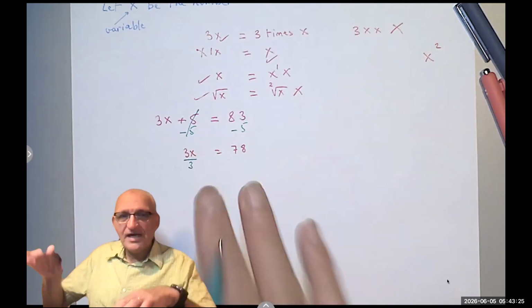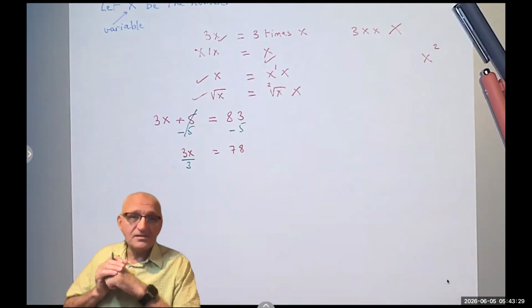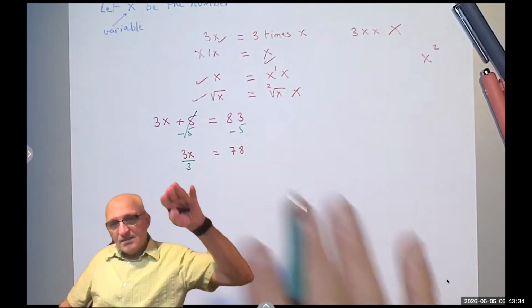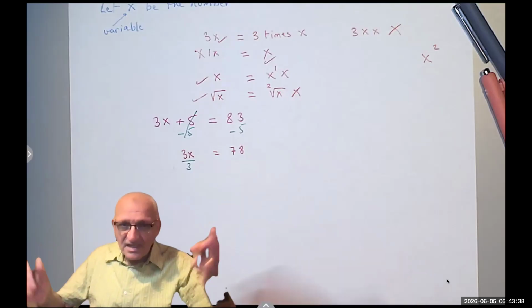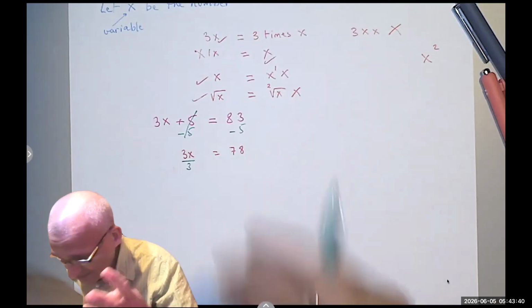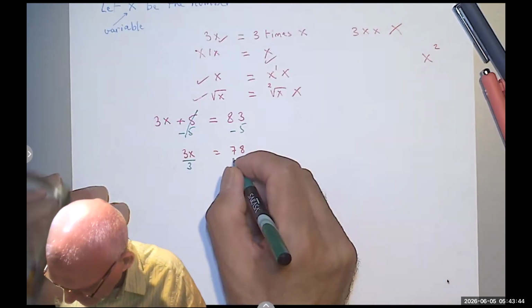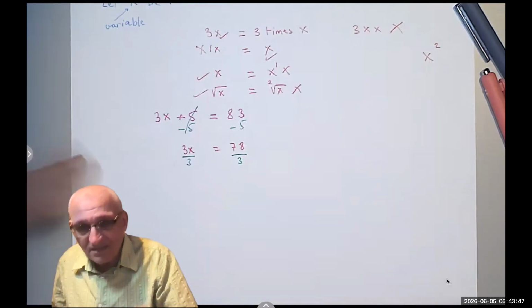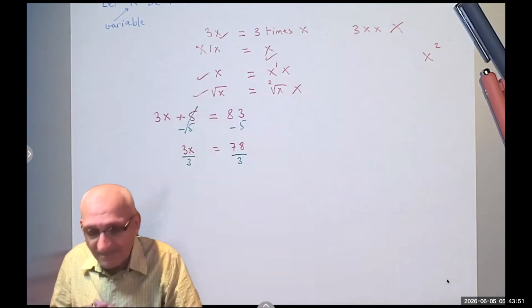Now I no longer have equality. One side is heavier. If x is positive, then the right-hand side would be heavier. And if the left is negative, it's the other way around. So I'm going to divide 3 on the left, and I have to divide 3 on the right so that I still have a balance.